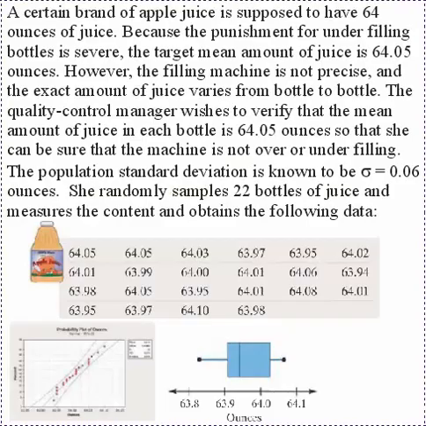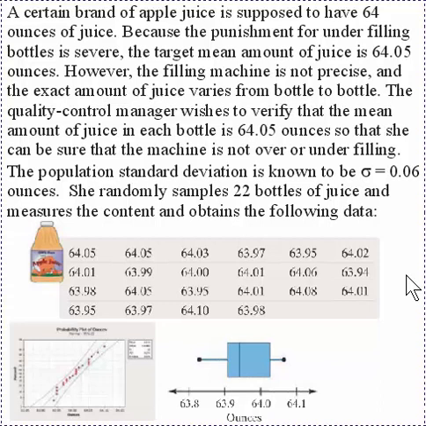In this problem, 22 bottles are randomly selected and the quantity of apple juice in each bottle is measured. From this random sample, we calculate the sample mean to get an estimate of the population mean, the mean amount of juice in all of the bottles. We don't want to underfill because of the severe punishments we would suffer. We don't want to overfill either.